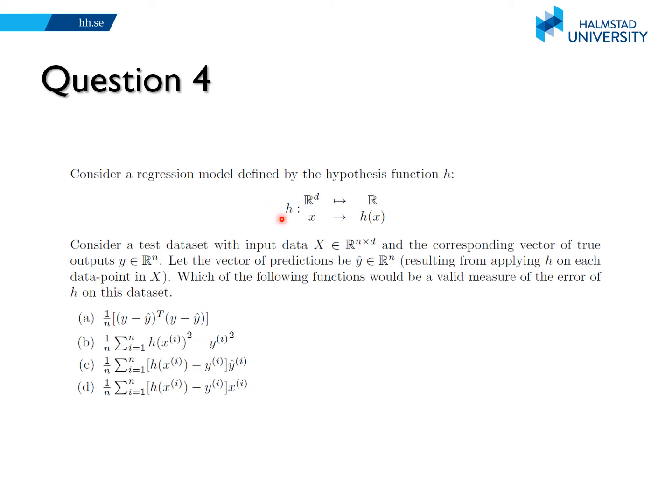Now, given a hypothesis function h for regression, read this description here and try to find out which of the following functions is a correct or valid measure of the error of h on the dataset X. There is only one correct answer.